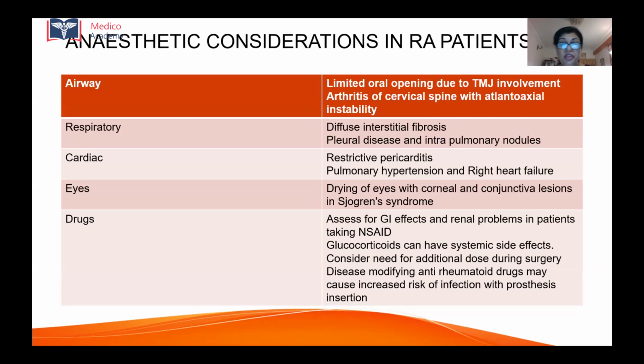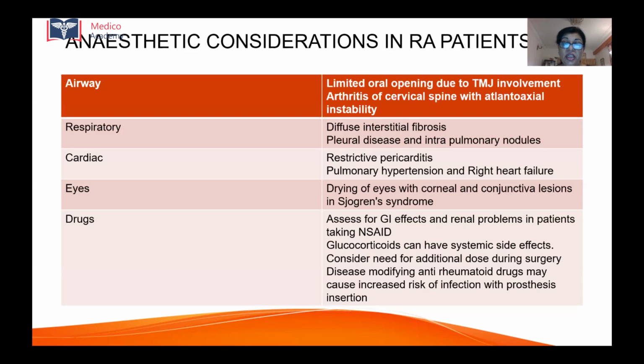In the respiratory system, there may be diffuse interstitial fibrosis and pleural disease with intrapulmonary nodules. In the heart, there may be restrictive pericarditis and pulmonary hypertension leading to right heart failure. In the eyes, there may be drying of the eyes with corneal and conjunctival lesions in Sjogren's syndrome.